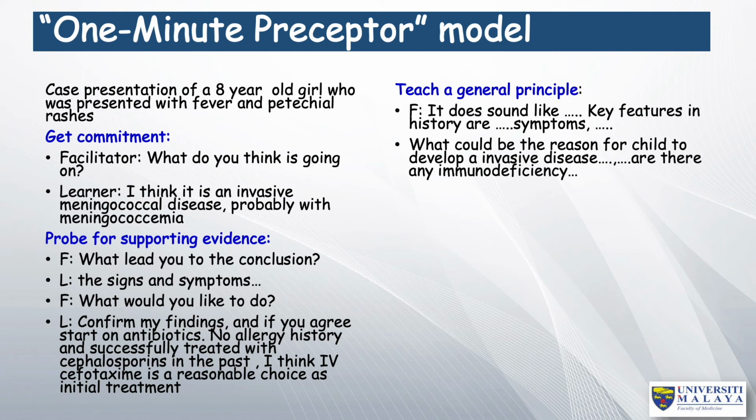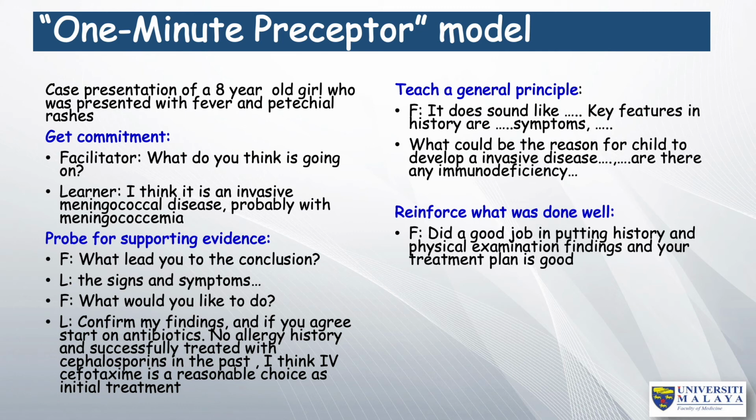This becomes a quick opportunity to teach a general principle and also make the learner remember about continuous prognostic measures to be taken in such kind of a disease. Now it's the feedback time. So we identified learners' needs. We were able to quickly teach general principle, reinforce what was done well.